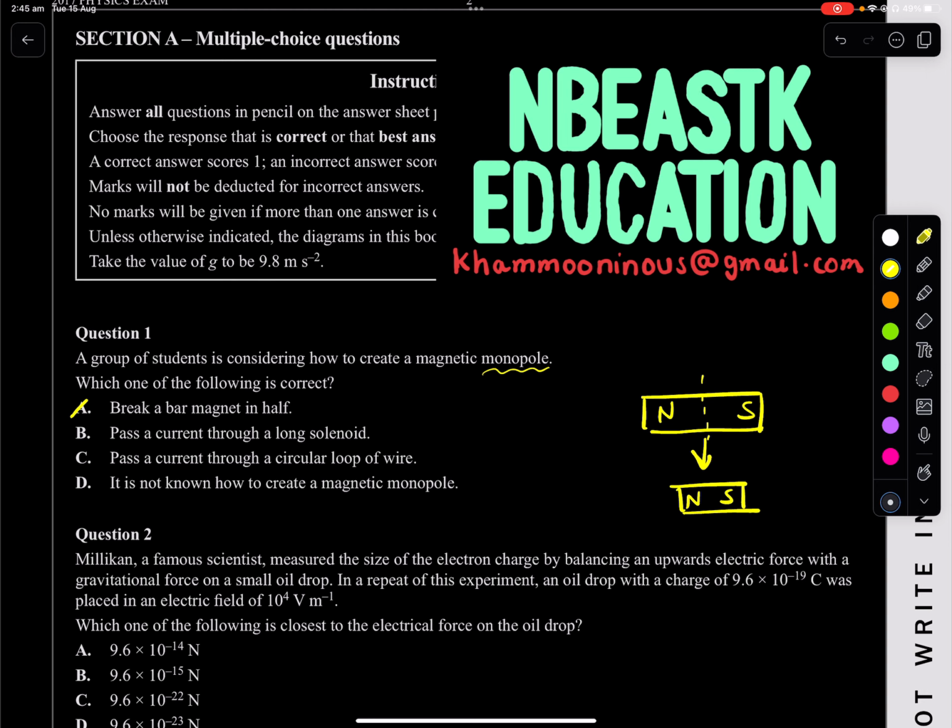Pass a current through a long solenoid. If you pass a current through a long solenoid, it will create a north and a south pole straight away. Nope. Pass a current through a circular loop of wire. Absolutely not. That will again create a north and a south. It is not known how to create a magnetic monopole. D is your answer. It can only be your answer, yeah.